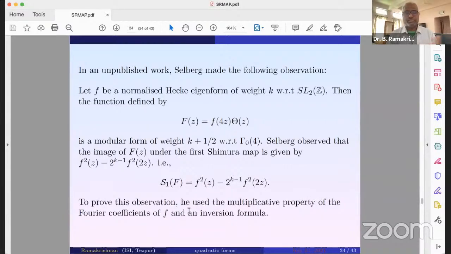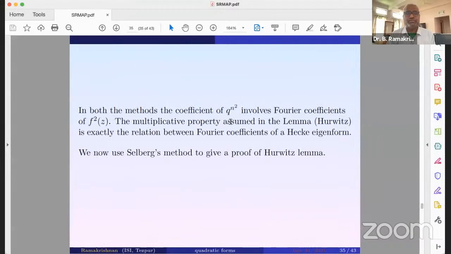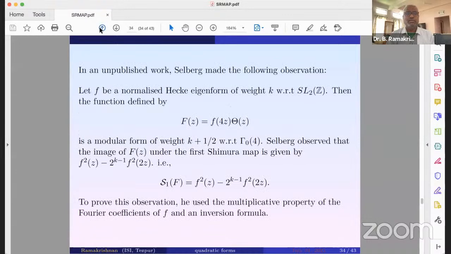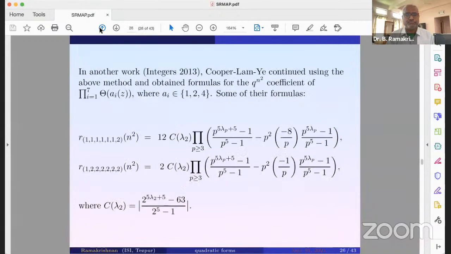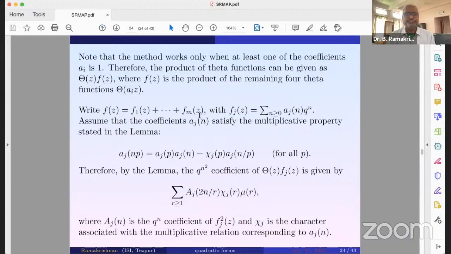So the similarity is there. Hurwitz also uses the multiplicative property of the coefficients of f. Here we assume that f is a Hecke eigenform. At the time of Hurwitz, this kind of theory was not available. Therefore, he assumes that a_n satisfies a certain multiplicative relation without knowing that it is an eigenform under some operator. In both the methods, the coefficients of q power n square involve Fourier coefficients of f squared of z. If you look at it, capital A comes here as well.